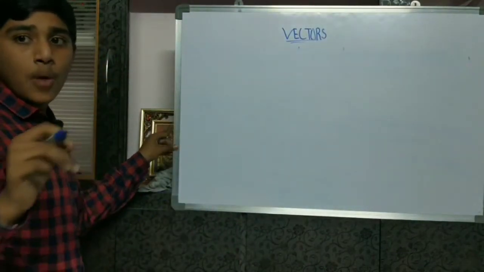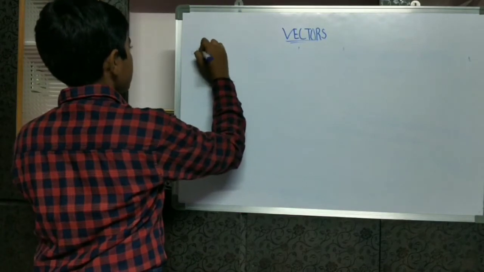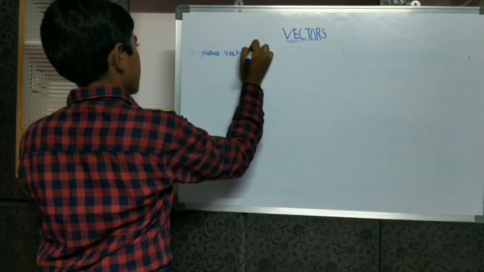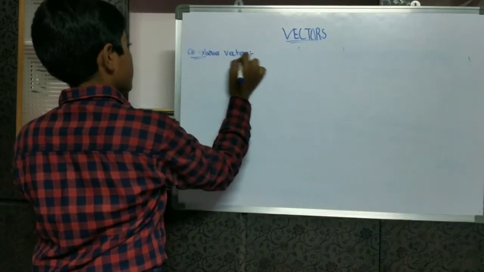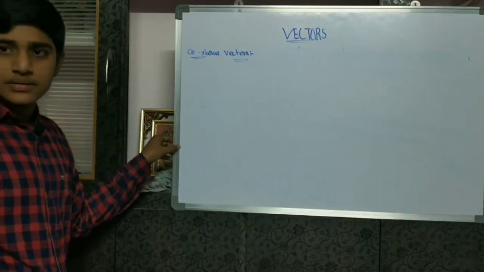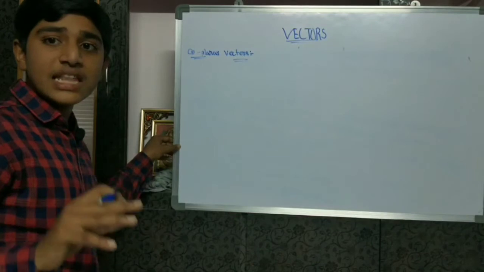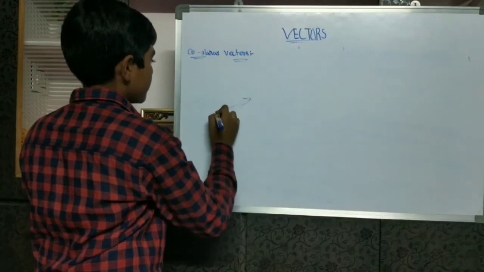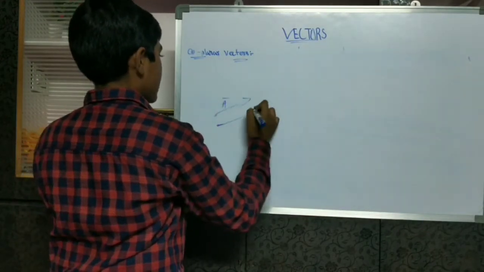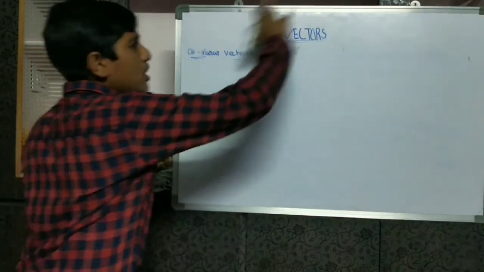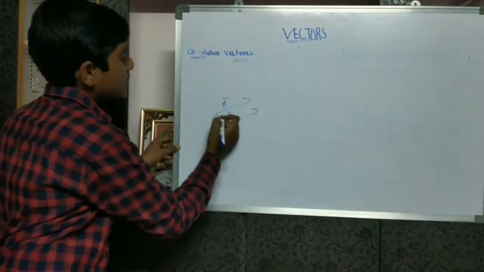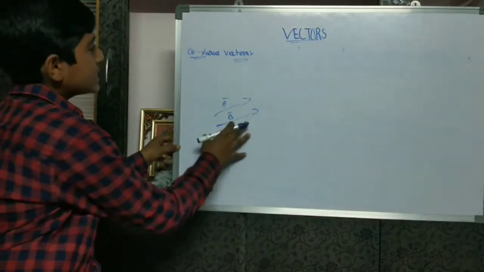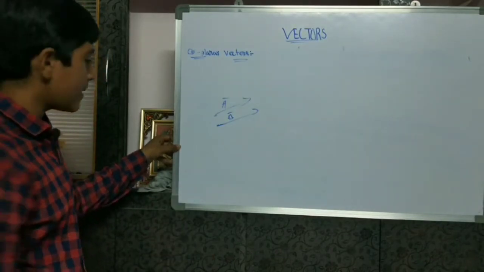And next one is coplanar vectors. What is meant by coplanar vectors? The vectors which lie in the same plane are called coplanar vectors. For example, this is a vector A bar and this is a vector B bar. This board is a plane, and on this board these two vectors are there. So these two vectors are on the same plane, so we can say that they are coplanar vectors.